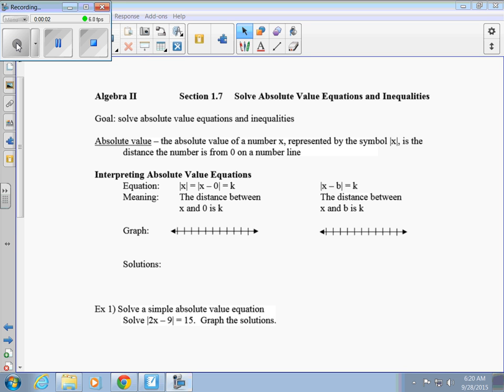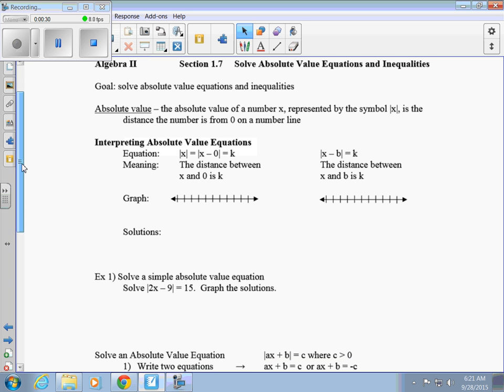Today we're going to be talking about section 1.7, and 1.7 is on solving absolute value equations and inequalities. The absolute value of a number x, represented by the symbol with the two vertical lines and the x in between, is the distance a number is from 0 on the number line. So we're always talking about a distance. Absolute value is always a distance. How far is something from something else?